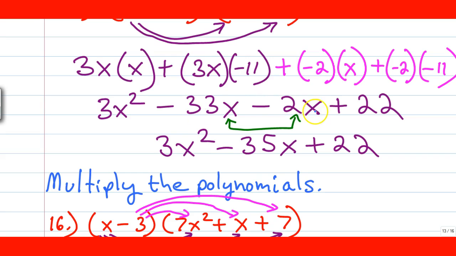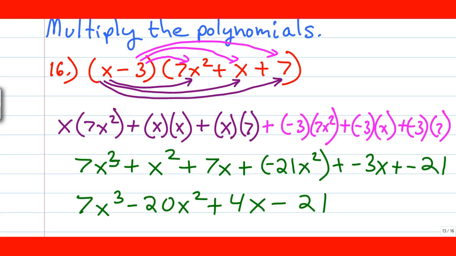The middle two terms are alike. They have the same variable raised to the same degree. So a negative 33x plus a negative 2x makes a negative 35x. So once I've combined the like terms, I'm done.